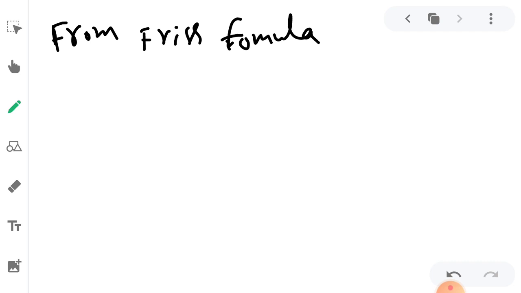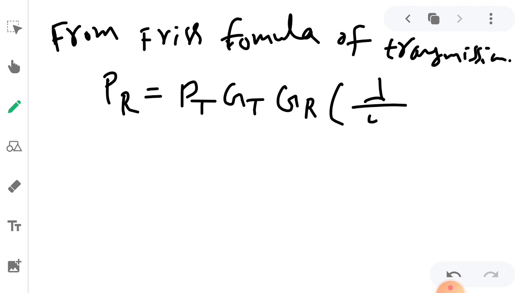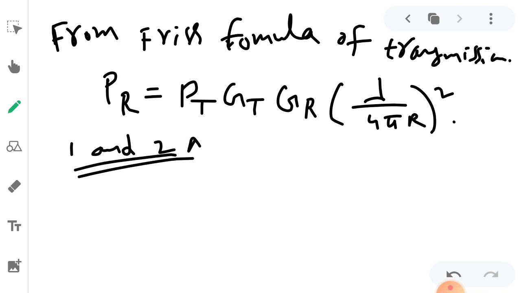It is the Friis formula of transmission, which we have written earlier. The same thing, I'll just write here: PR is equal to PT into GT, the gain of the transmitter antenna, GR, the gain of the receiver antenna, into lambda by 4 pi r whole squared. So here we first take antennas 1 and 2, out of the 3 antennas we have. Antennas 1 and 2 are considered, one is the transmitter, another is the receiver.